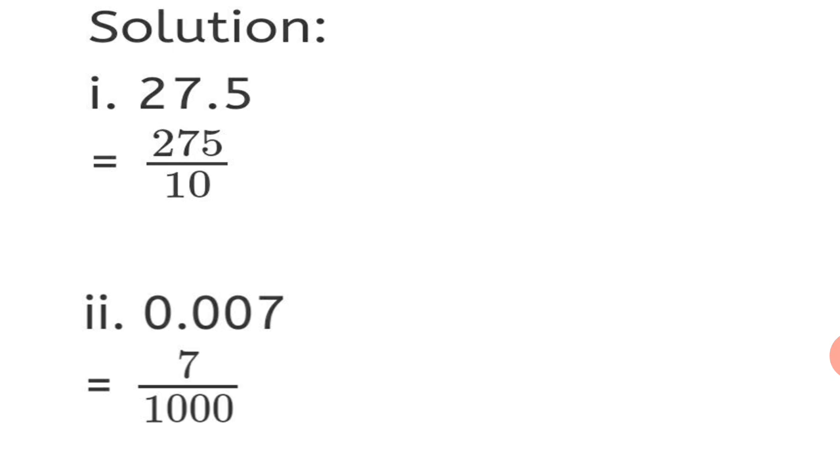Second sum, 0.007. We write 7 in the numerator because writing 0007 is the same as writing the single number 7. Zeros before a whole number don't matter, they have no value. So 7 upon, now after the decimal point, how many places are there? 1, 2, 3. So write 1 along with 3 zeros. So 7 upon 1000 is your final answer. The numerator is the number as it is without the point, and the denominator is 1 and as many zeros as there are decimal places after the decimal point.